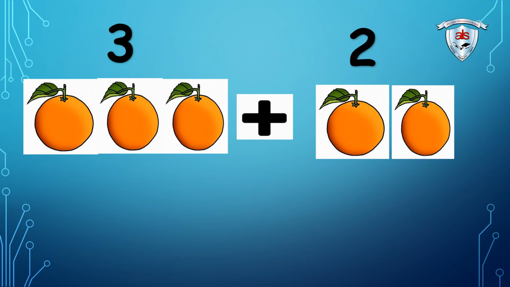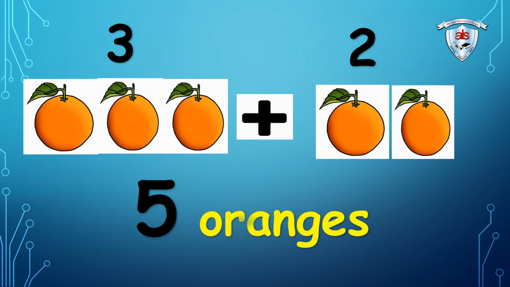So now what we need to do is we need to put these oranges together and add them. Okay, so now let's find out all together how many oranges we have here. So you need to count all the oranges. Come on, count all the oranges. One, two, three, four, five. So all together, how many oranges we have? Five oranges. Well done, kids. Great job. You all are super smart.